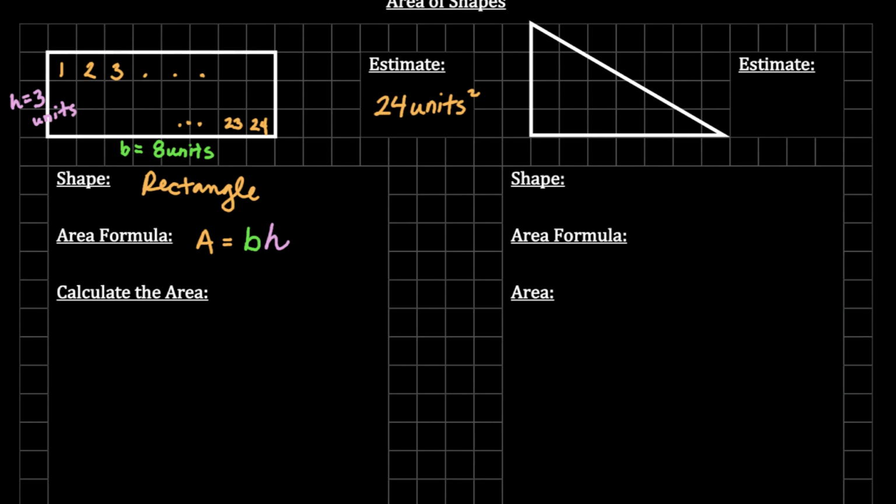Okay, so when we multiply to get the area, we will do B, which is base, times height. For the base, we will put 8 units. Make sure not to just put the number. Make sure to put units, whether it be centimeters or feet or whatever it is. We are going to multiply that by the height, which is 3 units.